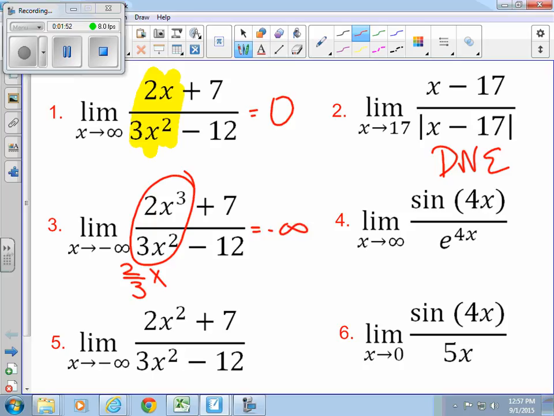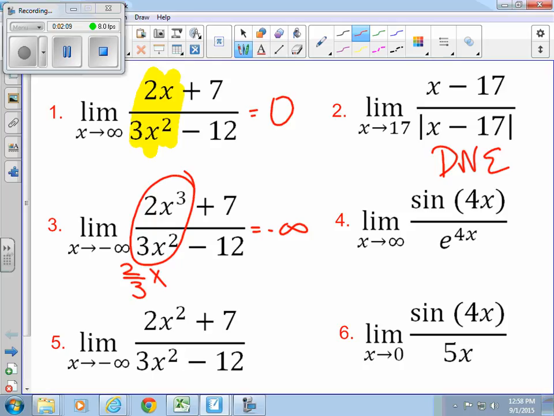Do make sure you check this. Don't just say negative infinity because that says negative infinity. If that had been negative 2/3, then that would be positive infinity. Or if that had been 2/3 x squared, that would have been positive infinity. So be careful, always check and see what's happening with the numbers.